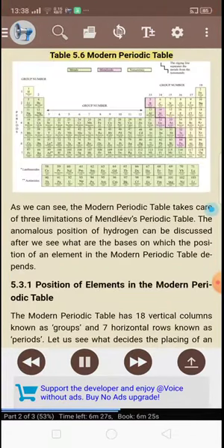Table 5.6 Modern periodic table. As we can see, the modern periodic table takes care of 3 limitations of Mendeleev's periodic table. The anomalous position of hydrogen can be discussed after we see what the bases are on which the position of an element in the modern periodic table depends. 5.3.1 Position of elements in the modern periodic table.